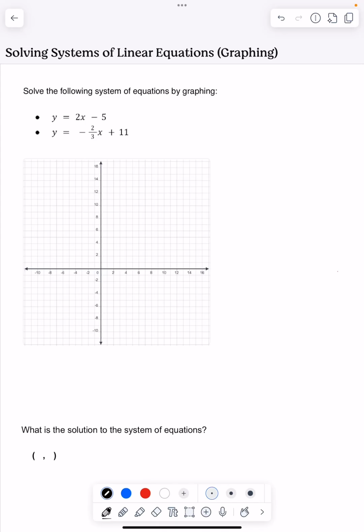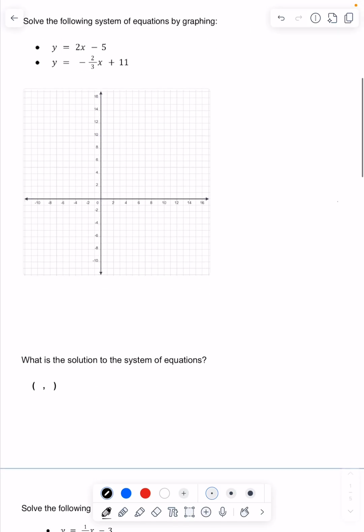All right, guys. So in this unit, we're going to be learning how to solve systems of linear equations in three ways. The first one being through graphing, the second one through elimination, and then eventually through substitution as well. So in this video, we're going to be diving into just graphing.